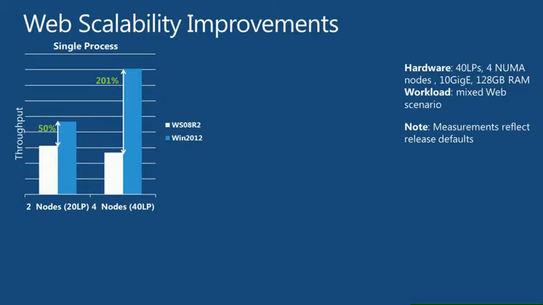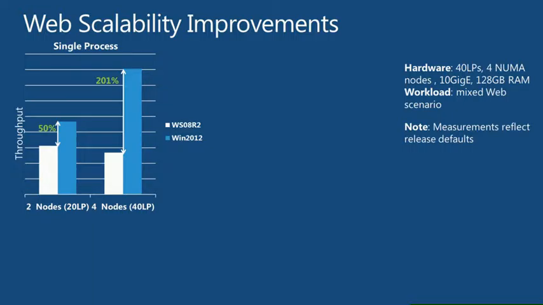The performance improvements that we've seen with this feature turned on are just incredible. So the web scalability has improved anywhere between 50% to 200%, depending on the number of nodes that you have. If you remember the previous screen, it's equally distributing workloads across multiple nodes, so the more nodes you have, the better it is. The hardware we used for this specific test was pretty standard, run-of-the-mill hardware. It has 40 logical processors with 4 nodes, a 10 gig adapter, 128 GB RAM, and the workload was a mixed web workload with both static and dynamic data.